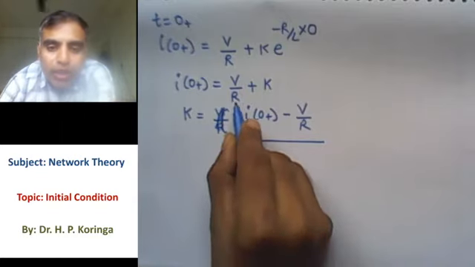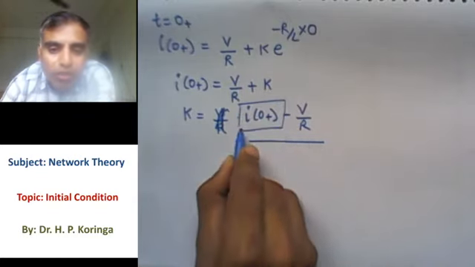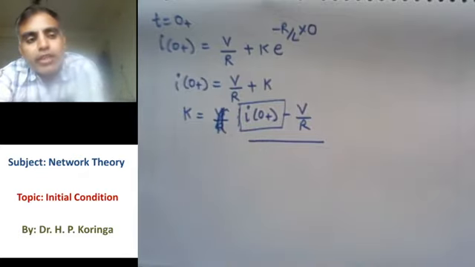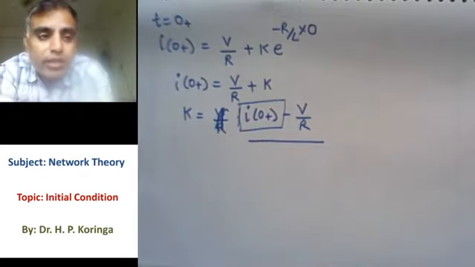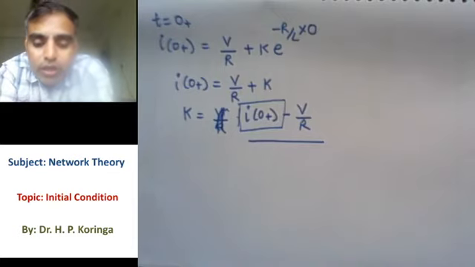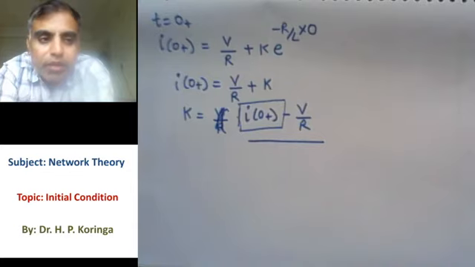So we should know what the I of 0 plus is. This is called the initial condition, and it is required to solve RL and RLC circuits. Without it, we cannot solve the RLC circuit, right? If the network has R and L, which form a first order differential equation, it is called a first order circuit. And if the network has both L and C components present, it forms a second order differential equation. In that case, we require two initial conditions to solve a second order differential equation.